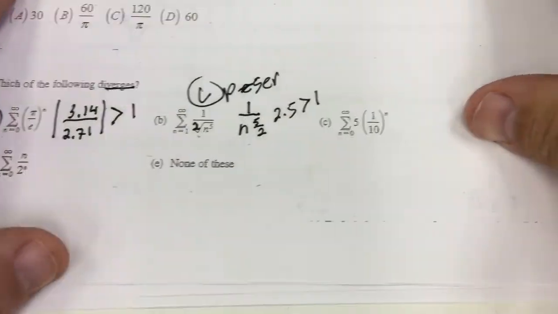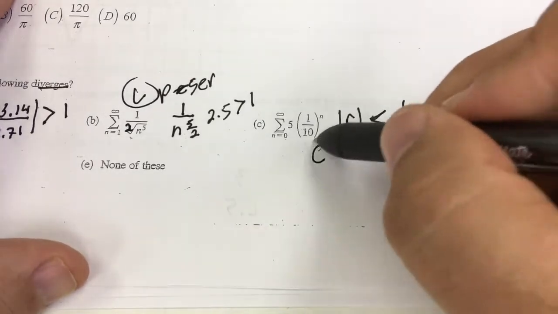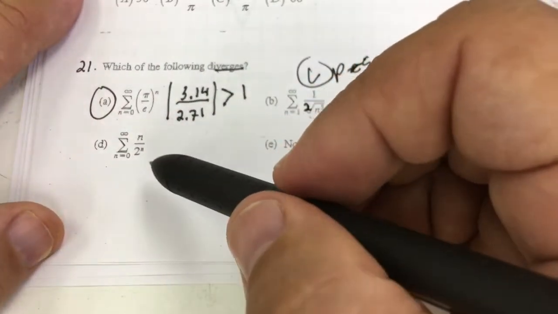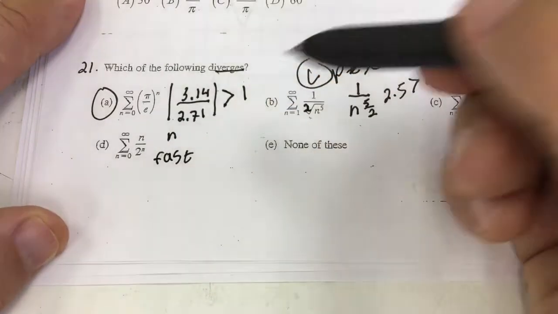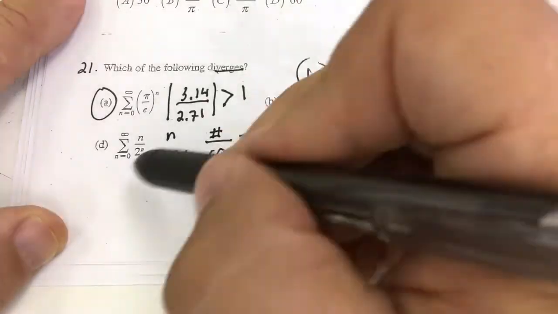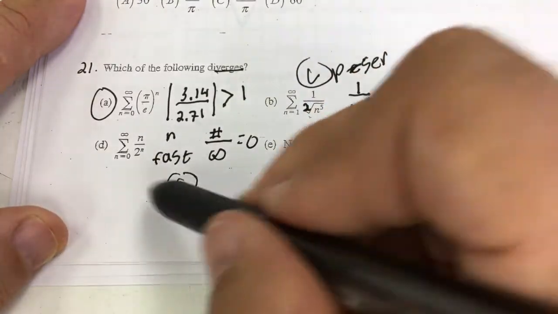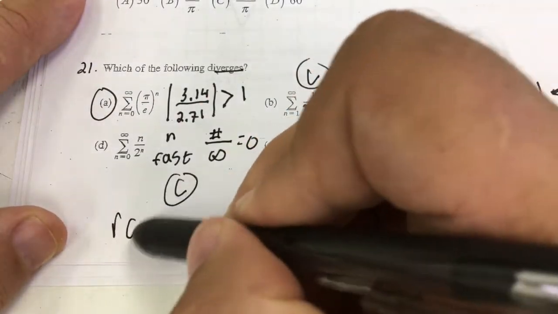And notice they're asking me which one diverges. This here is a geometric series where the absolute value of r, technically, is less than 1, so that converges. And n over 2 to the n goes way faster than n, so that's going to converge because that goes to some number over infinity, which equals 0. That one converges also. I can only get away with it because I know that one for sure. And actually, to realistically test this, I would have to use the ratio test.